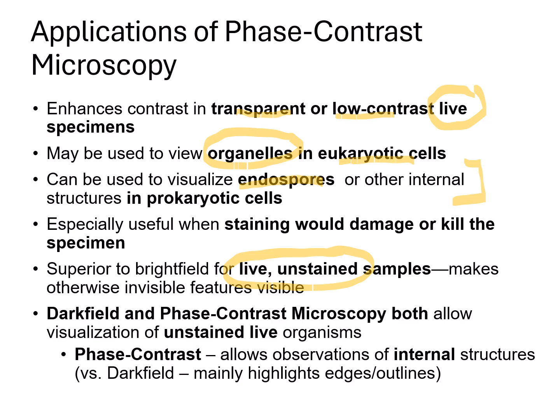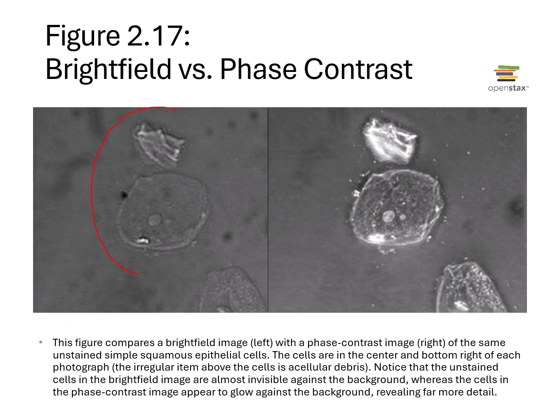We can also use dark field, right? Dark field can also be used for live specimens. The main difference is that phase contrast is better for looking at internal structures or specific cell structures, whereas with dark field, you can only really see the edges or outlines of the cell, of the organism. Here's an image comparing bright field versus phase contrast microscopy, and you can see much more detail in phase contrast, including the nucleus as well as other structures.